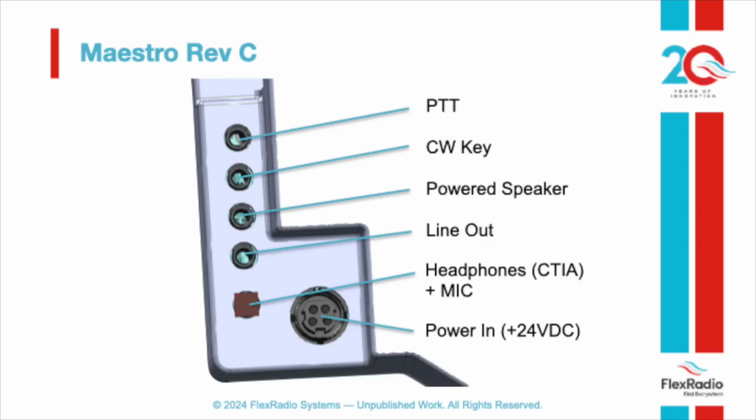Along the back, there's a series of connectors. There's a push-to-talk, a CW key, a powered speaker output, a line output. There's the CTIA connector, which gives you headphones and mic, so it's one cable to use a headset that has headphones and mic. And then there's the power input cable for 24 volts.